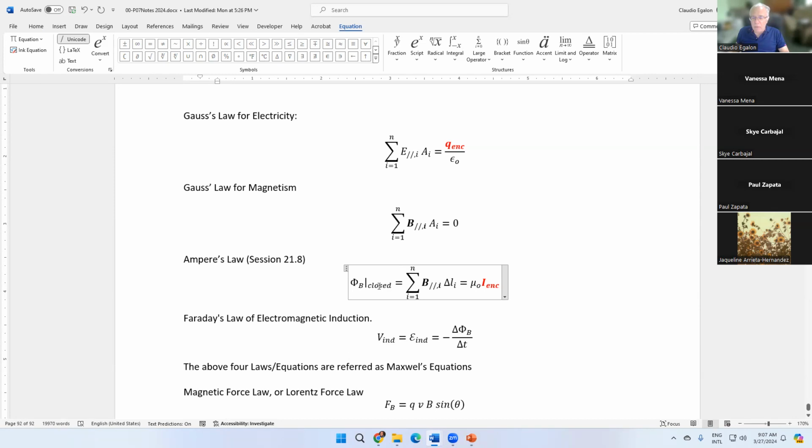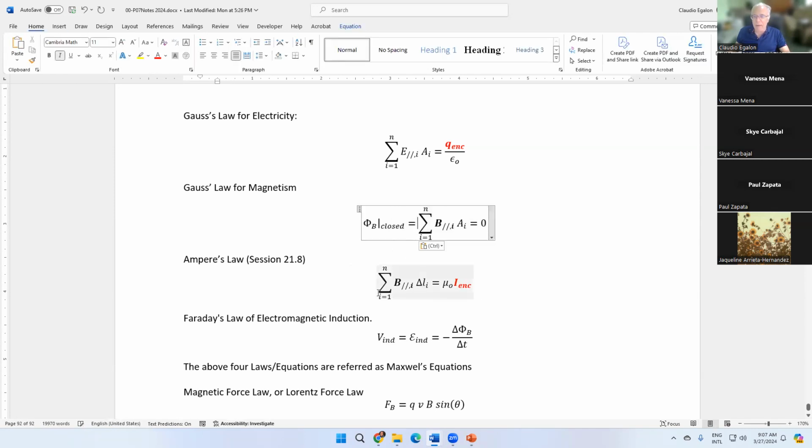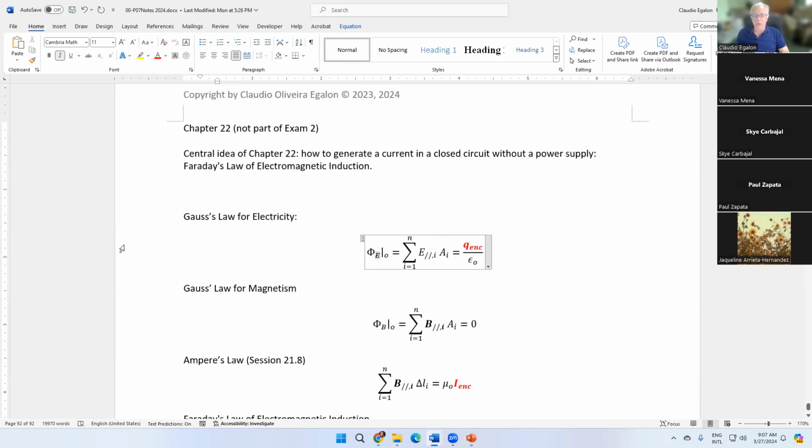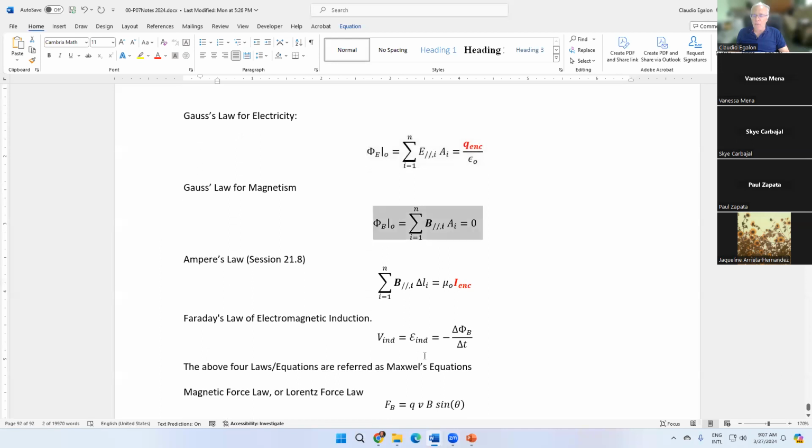Oh no, sorry. It's not a closed surface, it's a closed path. I'm mixing things up here. It's this one right here. But the closed surface, I'm going to abbreviate as a little o. Magnetic flux through a closed surface. Here too we are going to have a flux, but it's going to be an electric flux through a closed surface. Gauss's law for electricity, Gauss's law for magnetism.